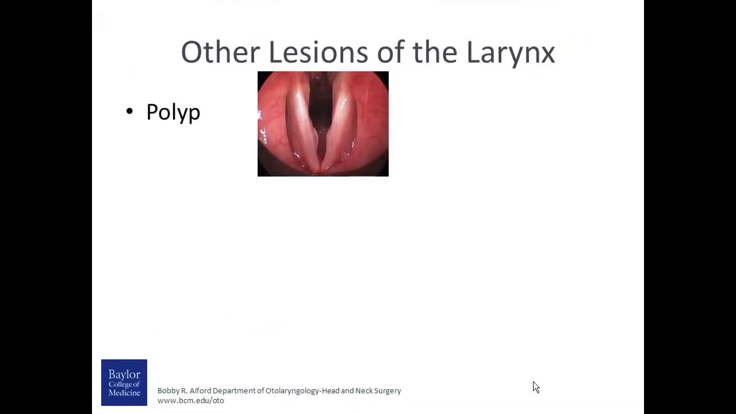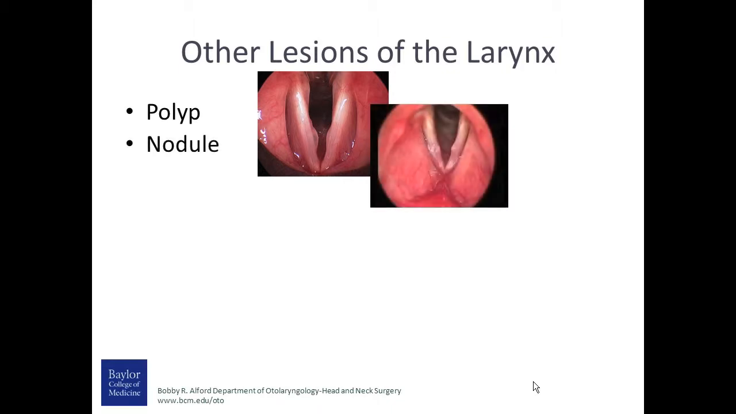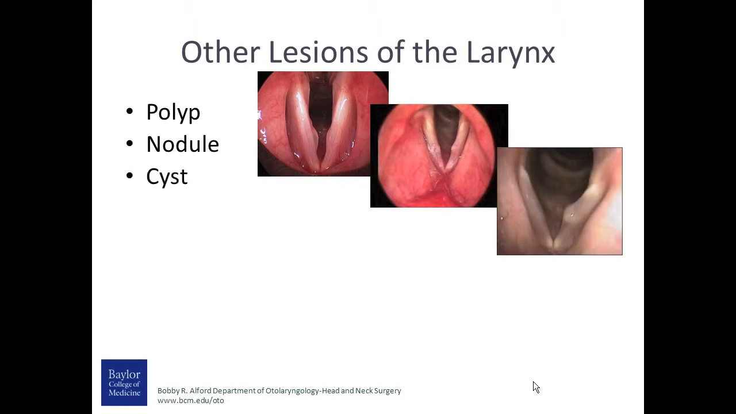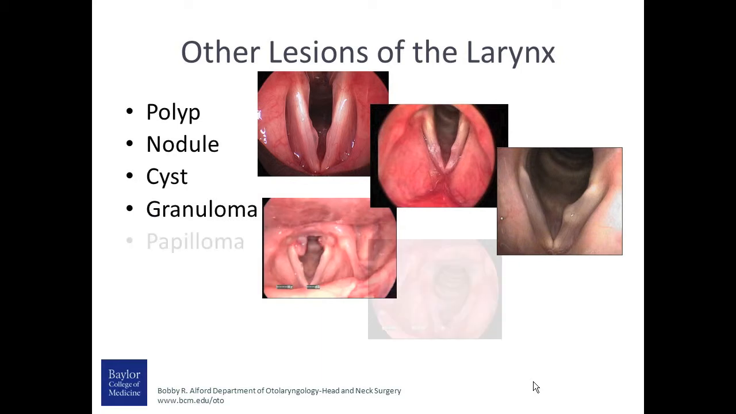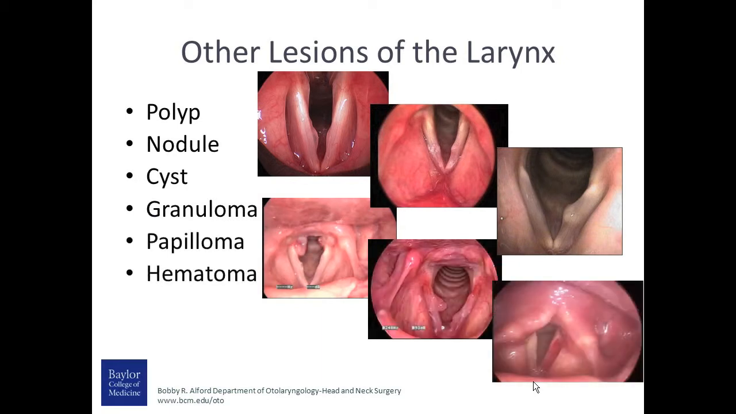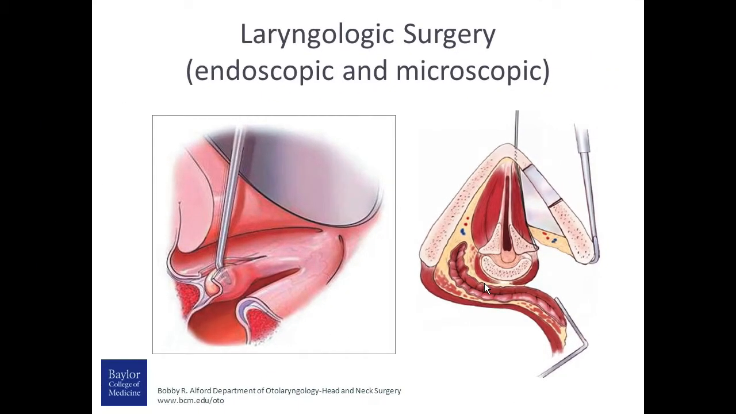There are other myriad different types of lesions that we can see in the larynx that I treat as a laryngologist. These include vocal fold polyps and nodules, which you can see in singers, but also in anybody who uses their voice a lot, such as teachers, lawyers, doctors. Also see vocal fold cysts, granulomas, papillomas, and hematomas, just a smattering of the different types of laryngeal pathology which we see.